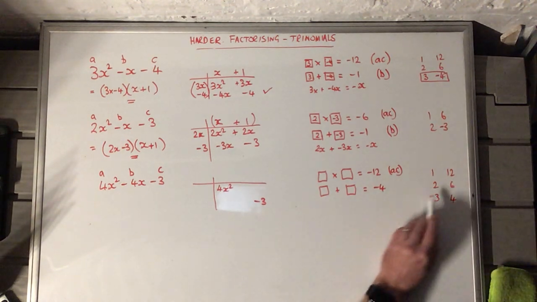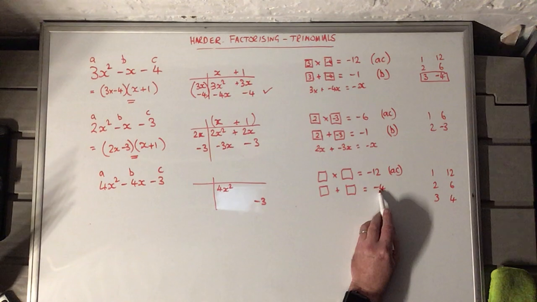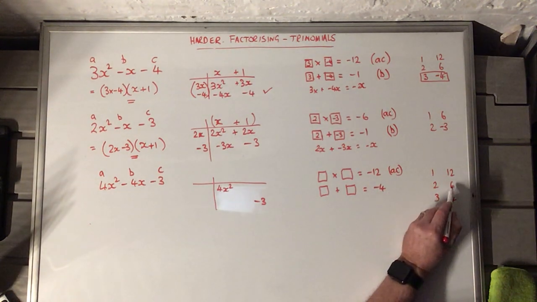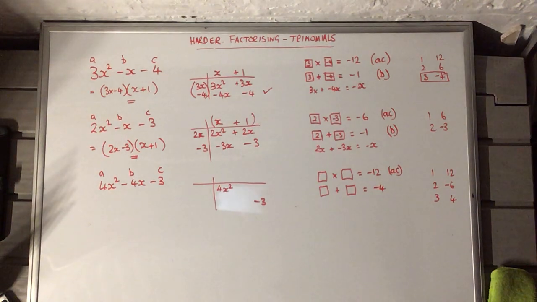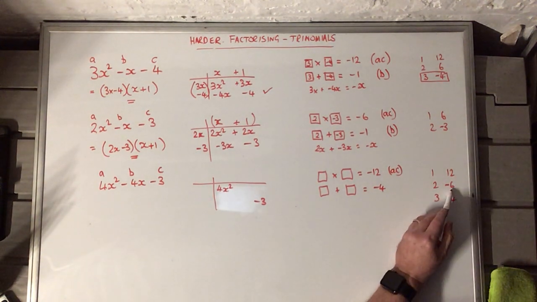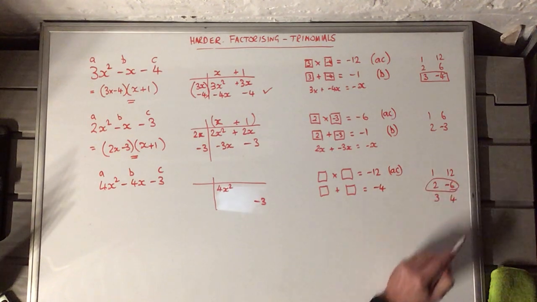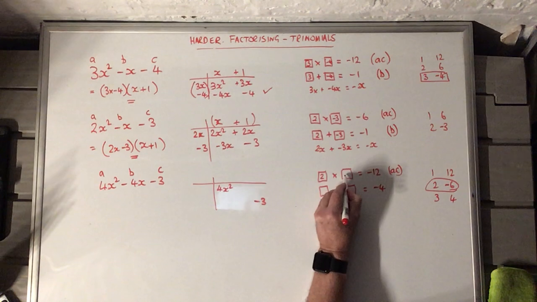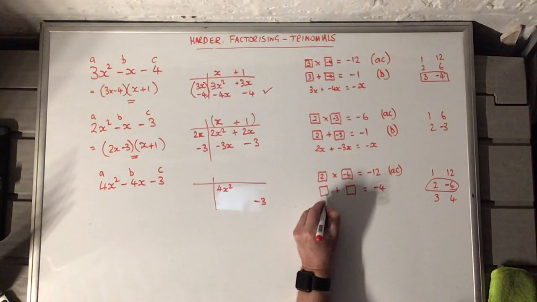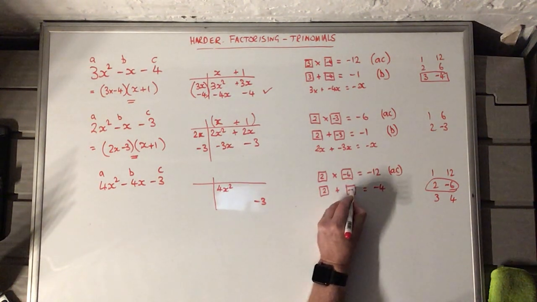Now we need, when we add the numbers together, to get negative 4. So that tells us it needs to be the middle one here. 2 plus negative 6 is negative 4. And 2 times negative 6 gives me negative 12. So that's the ones that we want. So let's put our 2 in here, and our negative 6 there. And we want 2 and negative 6 in here.